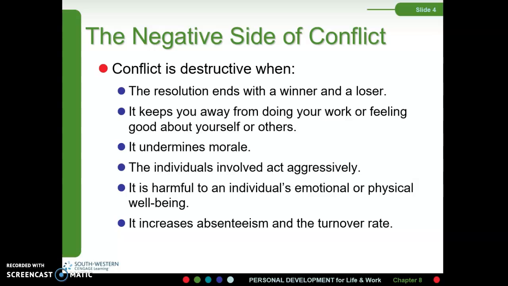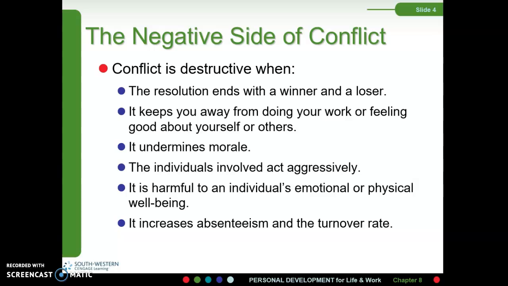Conflict is destructive, and these are the reasons that you can look at and see the symptoms of how it can be destructive. Number 1, the resolution ends with a winner and a loser, meaning someone has to win and someone has to lose. That's destructive. You want to make sure that everyone wins.